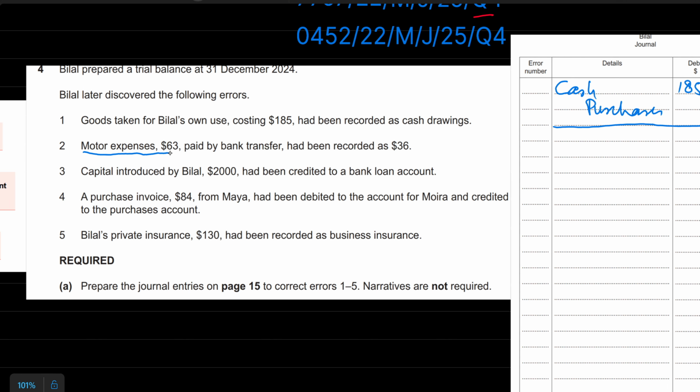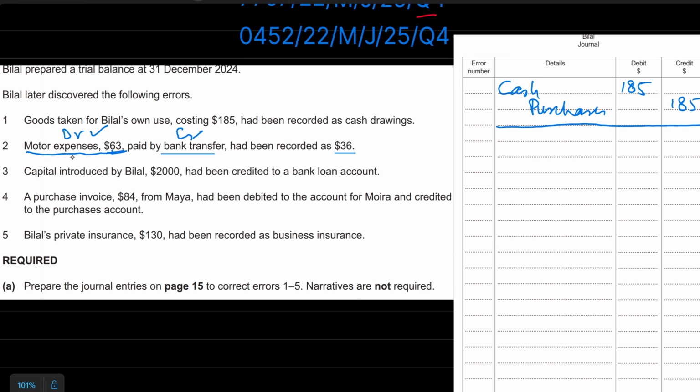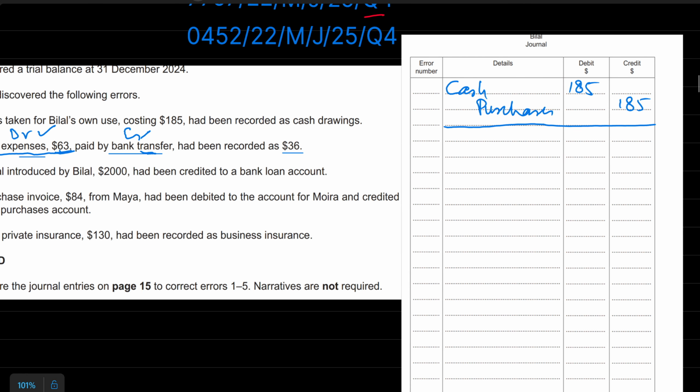Motor expenses. Expenses are always debited. By bank transfer, the amount was paid by cheque, so bank had to be credited. So this account had to be debited, and this account had to be credited with 63, but it was recorded as 36. So I can say motor expenses was debited 27 less and bank was credited 27 less. So we will record it as motor expenses debit, bank credit.